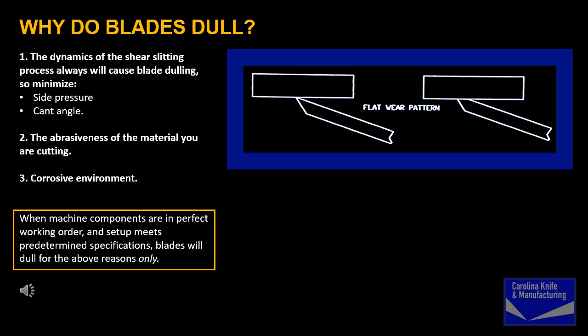The dynamics of the shear slitting process will always cause blade dulling because when your setup is correct, you have steel against steel. Minimum side pressure, you'll have minimum dulling. Minimum cant angle, you will have minimal dulling. But the abrasiveness of your material will cause your blades to dull also. Sometimes corrosive environments cause the breakdown of the cutting edges.